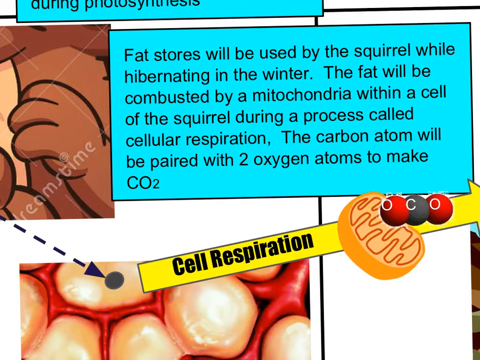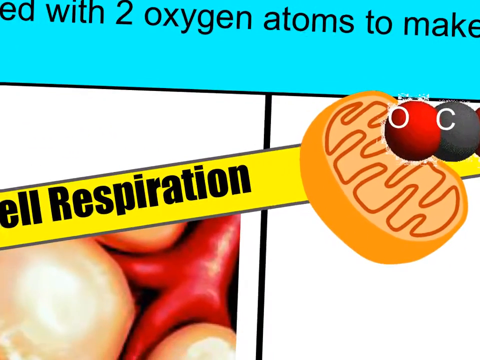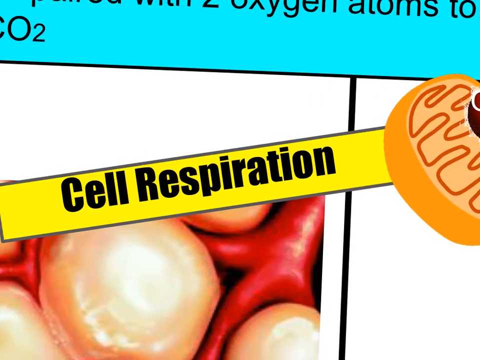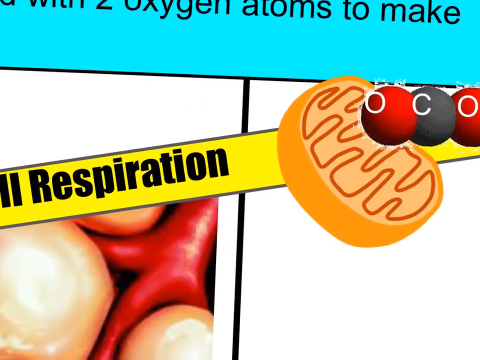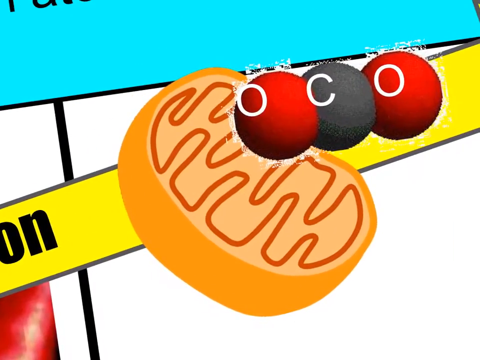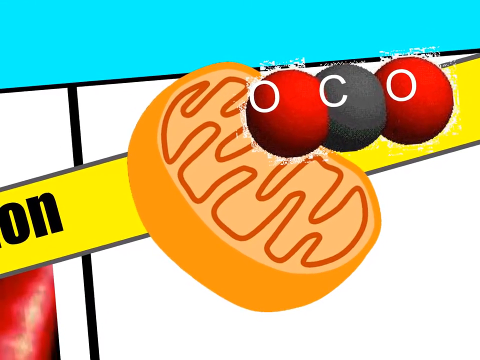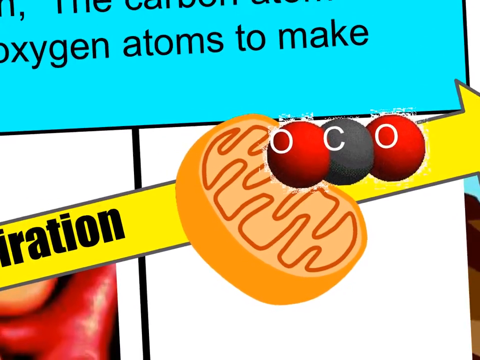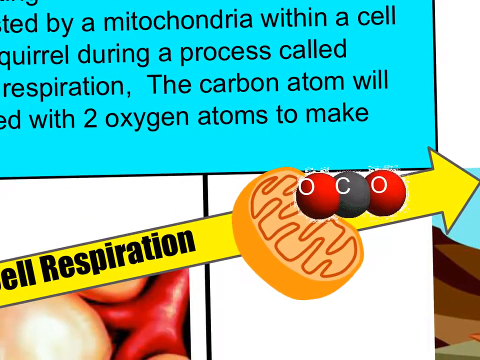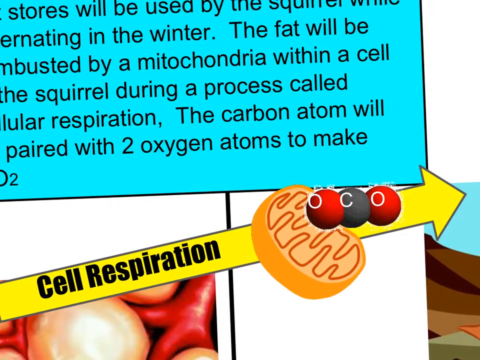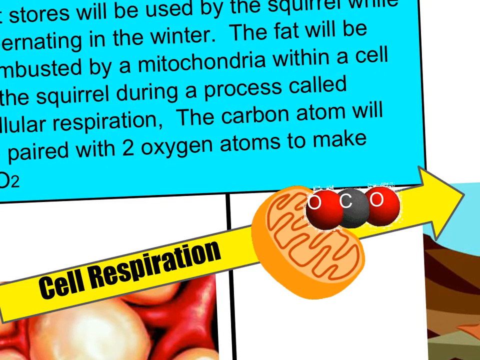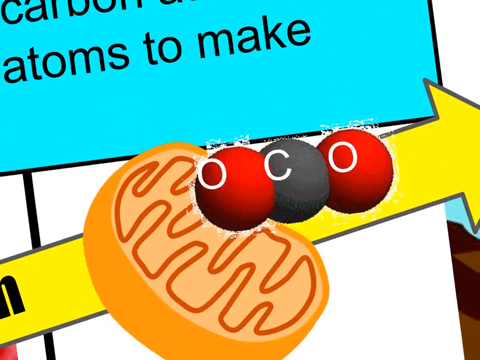And when the squirrel breaks down the fat, it's doing cellular respiration, and cellular respiration is done inside of a mitochondria, which is a type of organelle inside of both plant and animal cells. And what will happen is that carbon, after being broken down along with the rest of the fat to make energy, will now be respired or breathed out after it combines with two oxygen molecules.